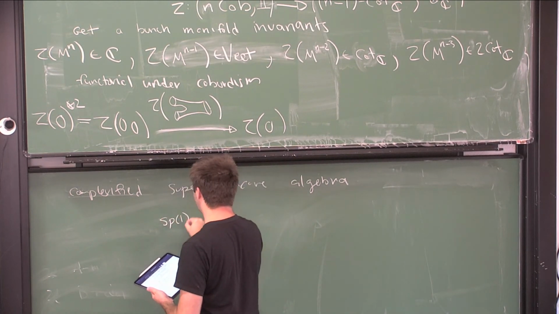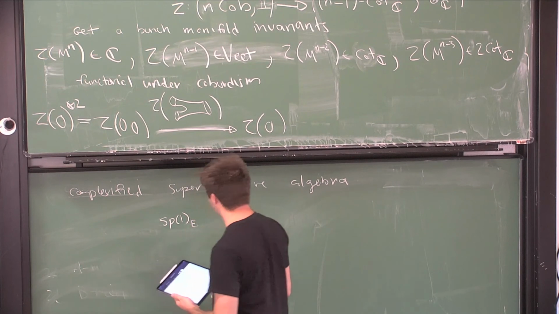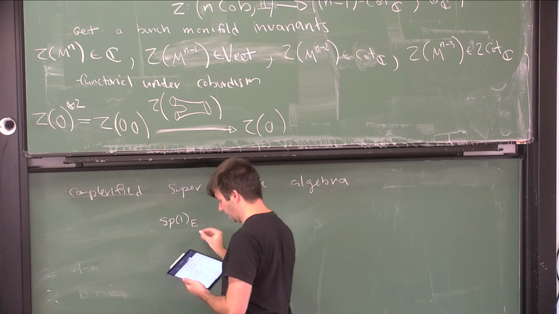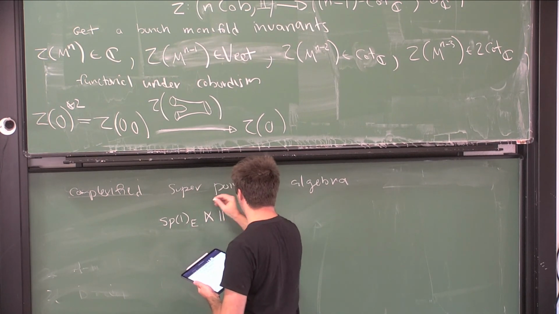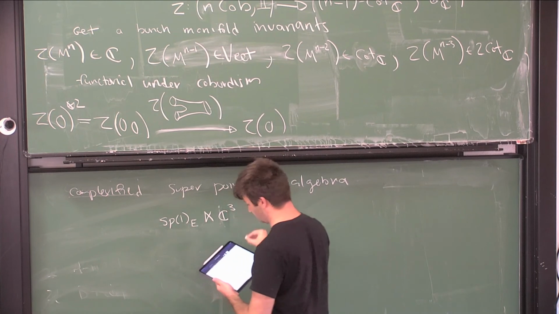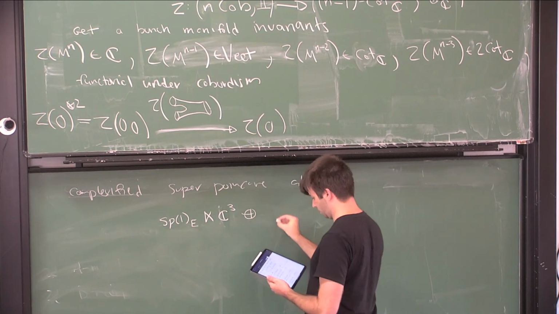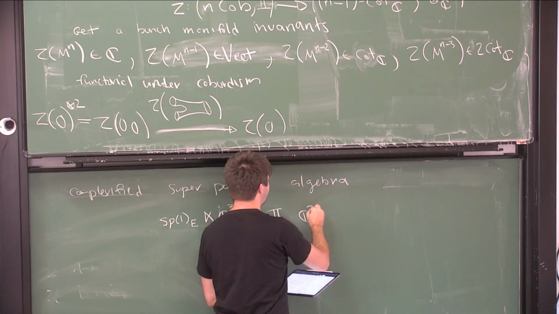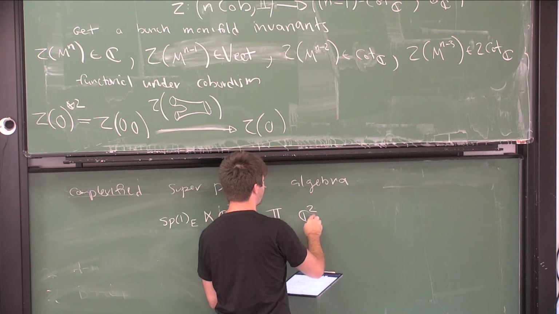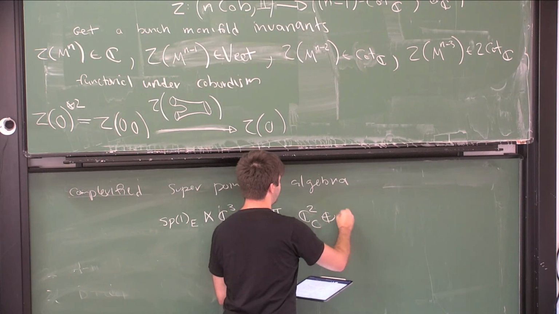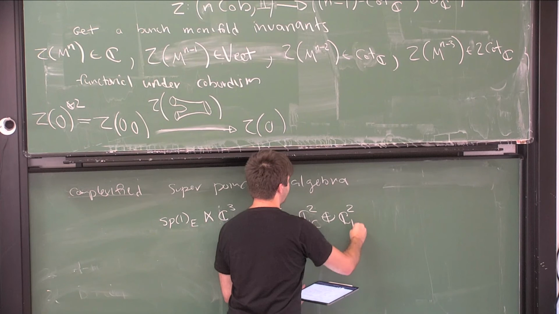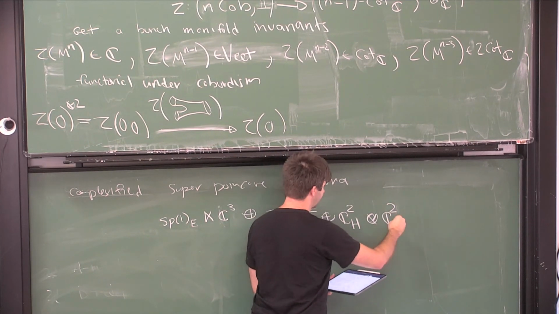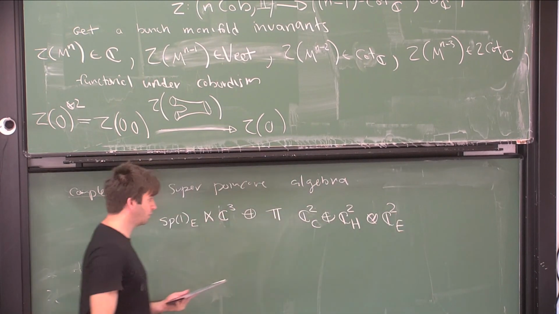So it's yet another copy of SP1. This one I'm going to call E because it's supposed to be the Euclidean group. So I told you that SP1 is spin 3. And then this is going to be the complexified super Poincaré algebra again. And so now my odd things are the following. It's going to be a copy of C2 that transforms in the C representation under SP1C, tensor 1 that transforms under H, tensor 1 that transforms under the Euclidean group.